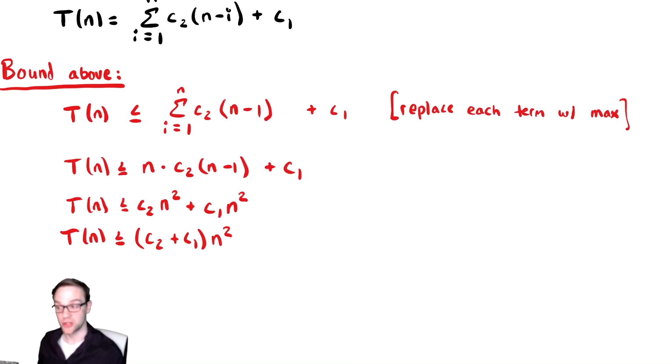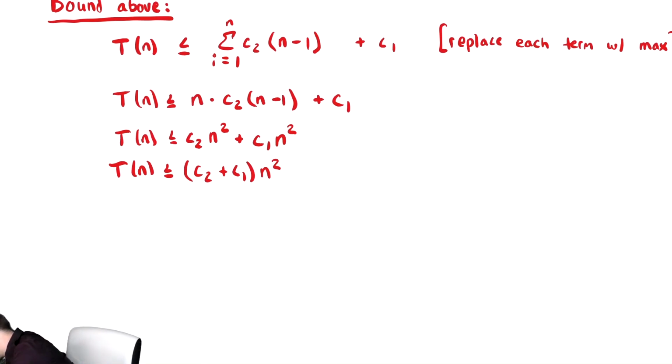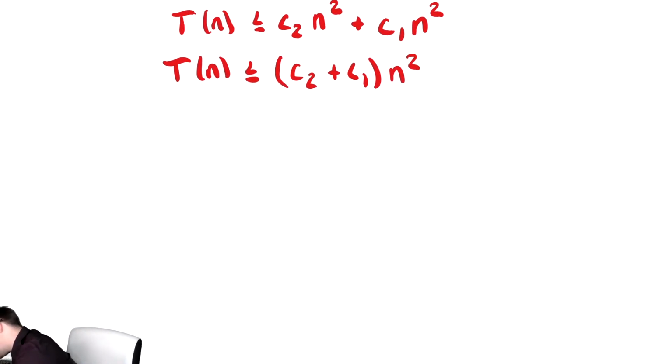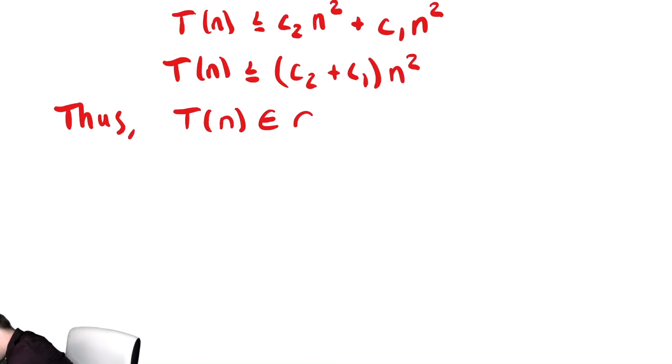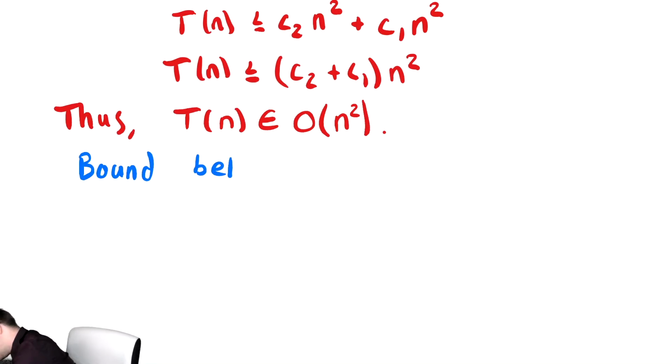We need to bound it below and show that it is also in big omega of n squared. So let us draw our conclusion really quick and then do our bound below. So thus, T of n is in big O of n squared. We now need to bound below.